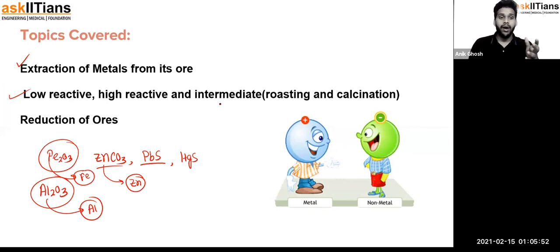Another thing is reduction of ores. After extracting them, we have to reduce them, because in most cases we extract them in the form of some oxides. After that we have to reduce them to get the metal. That reduction can be done using coke or similar things, or maybe stronger reducing agents like aluminium, okay? And there is another process, electrolysis. We are going to read all of those things in today's class.